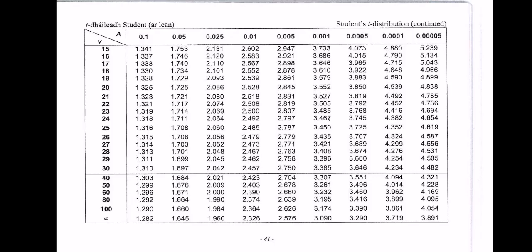Here we have the table showing in the final row, t infinity, which is Z, under the 0.05 we have 1.645. So that's where we obtained our critical value for performing the test. You can read more about this in the textbook in chapter 5.